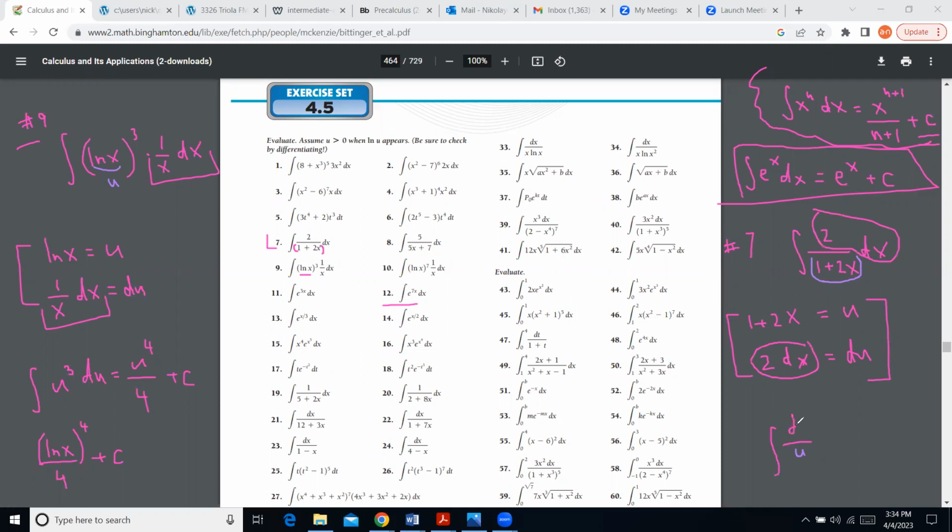How about that? du over u is something we just integrated, right? It's ln, isn't it? ln of u and plus the constant. So I'm going to put ln of this 1 plus 2x. Replace, always go back to your original variable. They like absolute values, and plus the constant. And this is it.